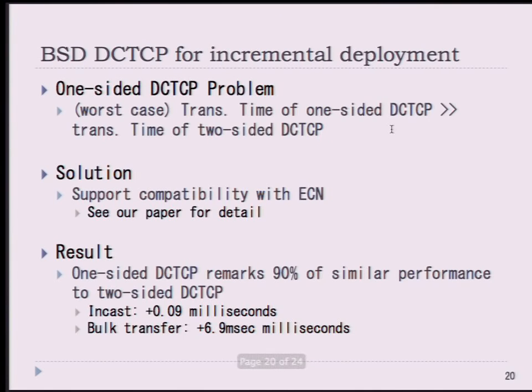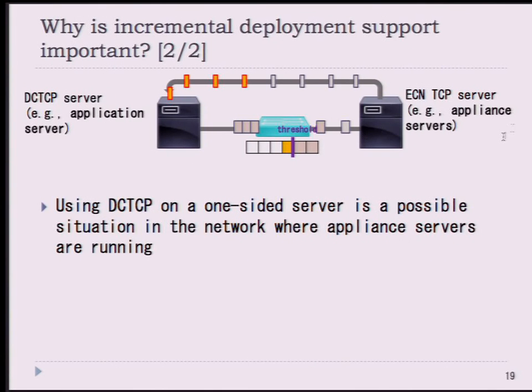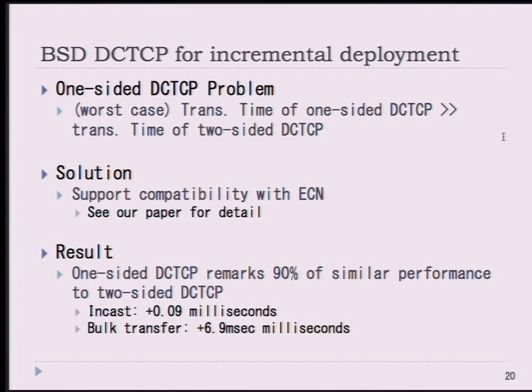In this topology, what I found is that in the worst case, one-sided DCTCP gets much longer transmission time than two-sided DCTCP. So we solved this problem by supporting compatibility with ECN. It's very detailed, so please see our paper for details.